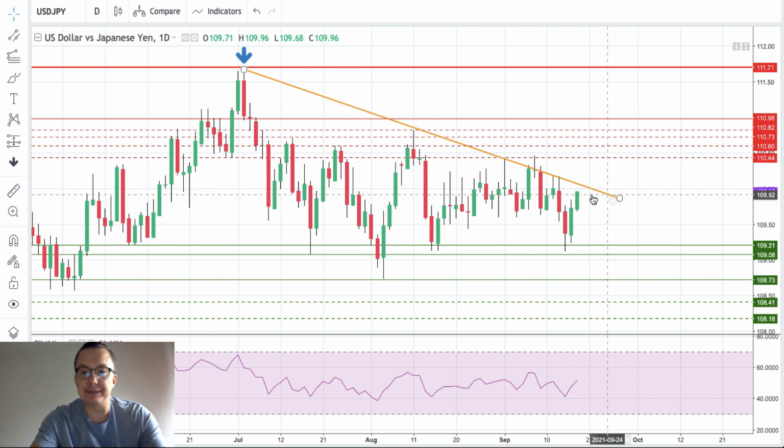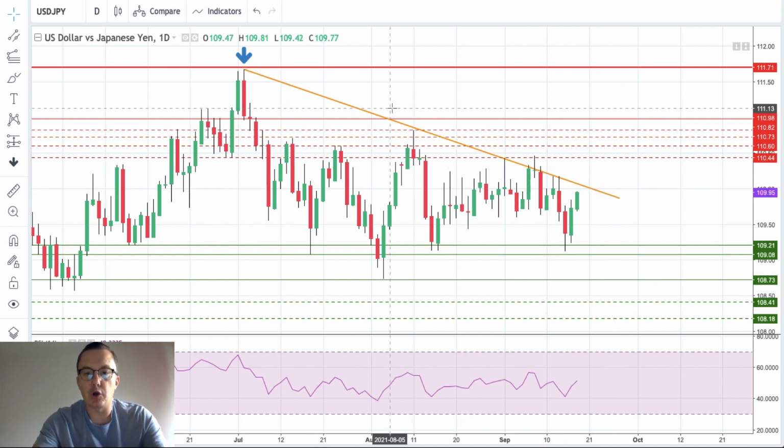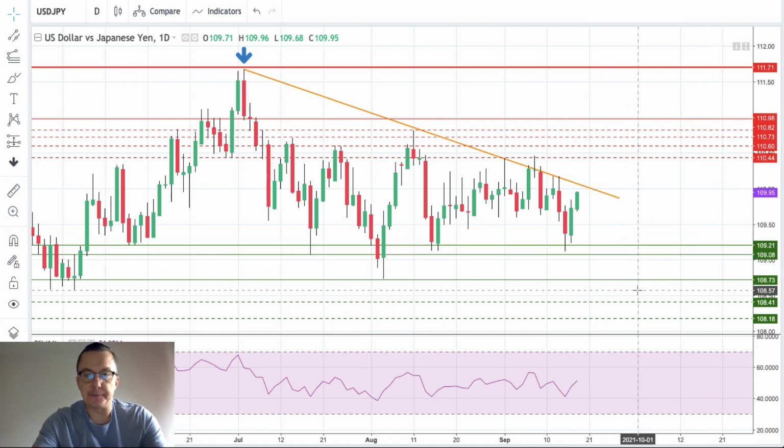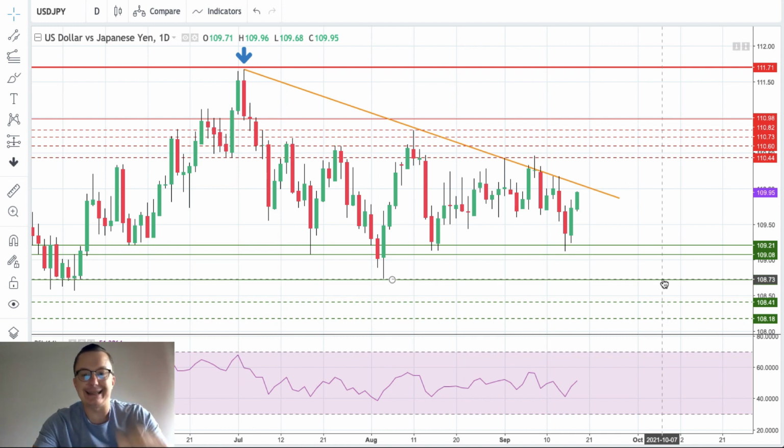So it's been tested many times, it's been seen by the market participants. I'm talking about this orange line here, so please keep an eye on this line, because if there's another rejection, then we can even break below 109.08, and of course that would mean the next technical support is 108.73. So very nice technical market on the US dollar to Japanese yen on a daily time frame chart.